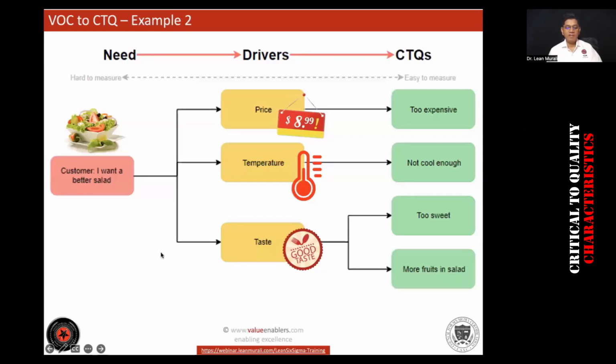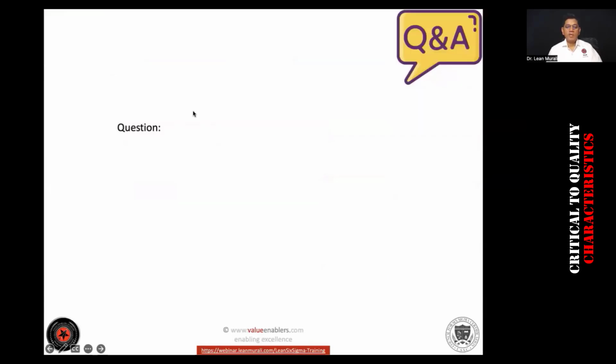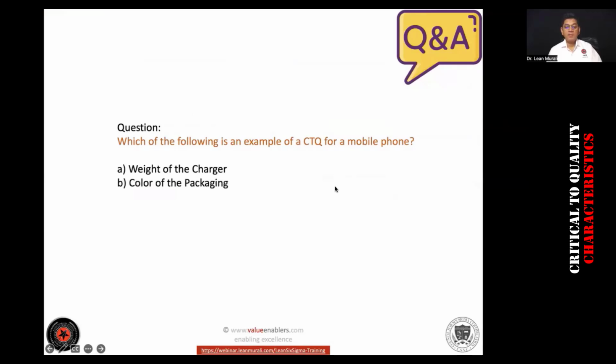Let me see if I can give you one more example. Let me check with the question answers. Which of the following is an example of CTQ for a mobile phone? Interesting. Weight of the charger, color of the packaging, screen resolution, and length of warranty.